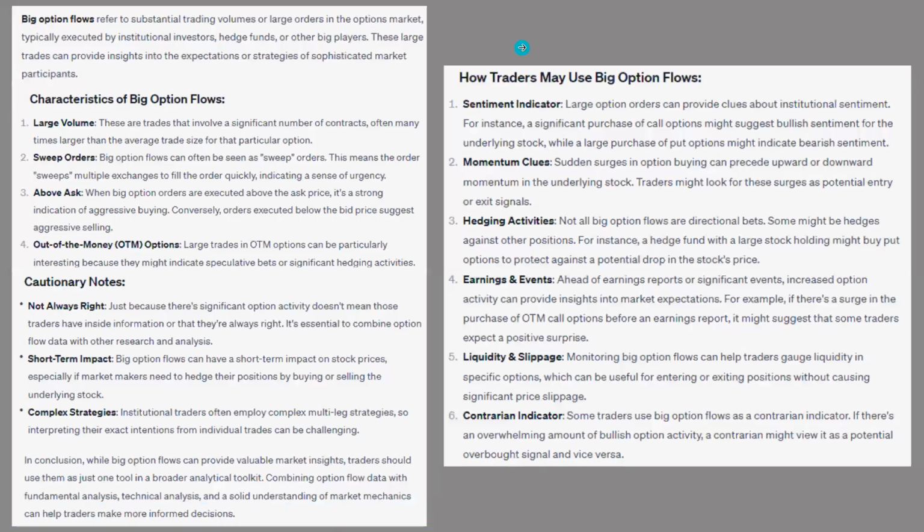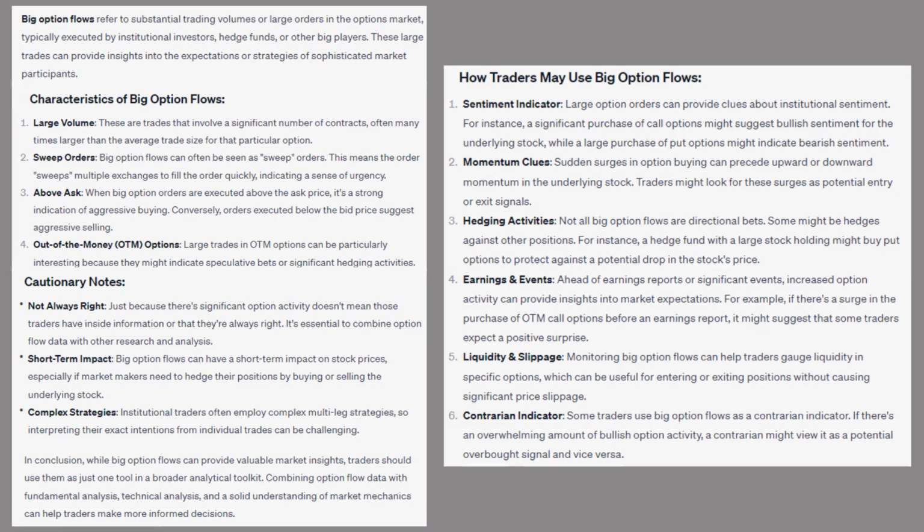Now, how do traders use big option flows? Well, it can be used as a sentiment indicator, so they can provide clues about institutional sentiment. For instance, a significant purchase of call options might suggest bullish sentiment for the underlying stock, while a large purchase of put options might indicate bearish sentiment. It can give you momentum clues, so sudden surges in option buying can precede upward or downward momentum in the underlying stock. Traders might look for these surges as potential entry or exit signals.